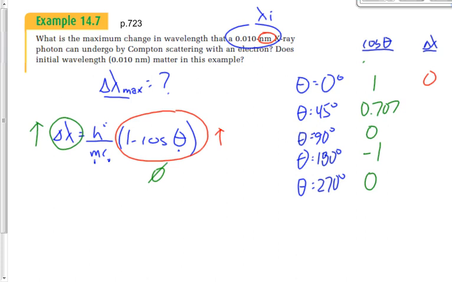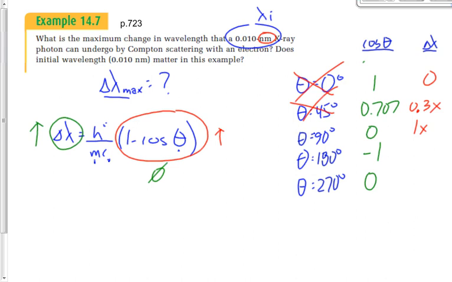What about 45? Well, 1 minus 0.707 is about 0.3. About 0.3 times that value is, I'm not sure. Let's just say 0.3 times whatever h over mc is, roughly. Cosine 90, 1 minus 0 is 1, okay? 1 times whatever h over mc is. Right now we can get rid of these, right? Those don't produce the maximum possible change in wavelength because this is clearly bigger than these two. 1 times h over mc is bigger than 0.3 times that, or bigger than 0 times that.